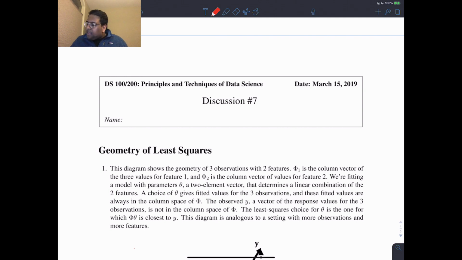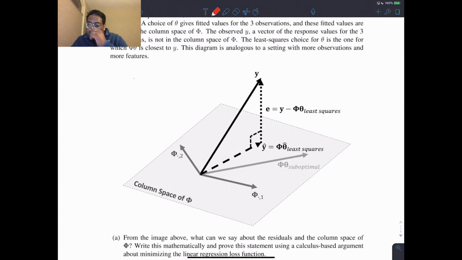Okay, so in the first problem, we're given this diagram that details all of the key players when it comes to the solution to linear regression. I wanted to walk through this because I think understanding this diagram will go a long way in understanding why linear regression works.